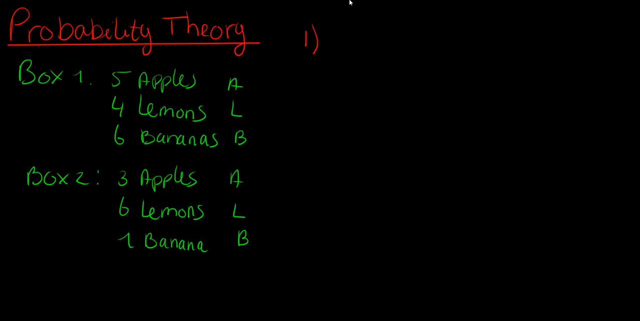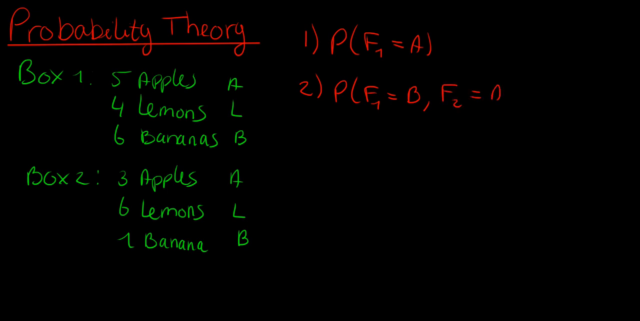The first question we can ask ourselves is, what's the probability that if I just take a look at the first box, so let's call it F1, what is the probability that I take an apple out of it? Another question we can ask ourselves is, what if I take a fruit from box 1 and 1 fruit from box 2? What is the probability that the fruit that I take from box 1 is a banana and the fruit that I take from box 2 is an apple?